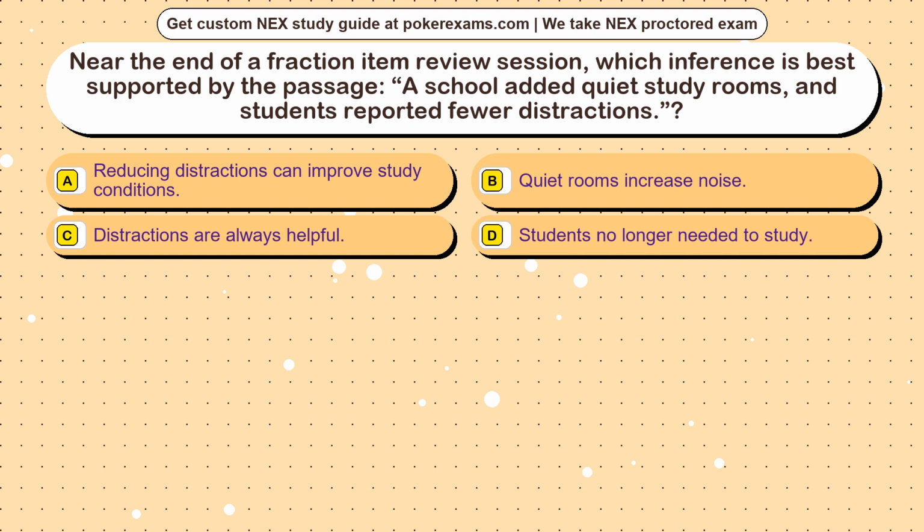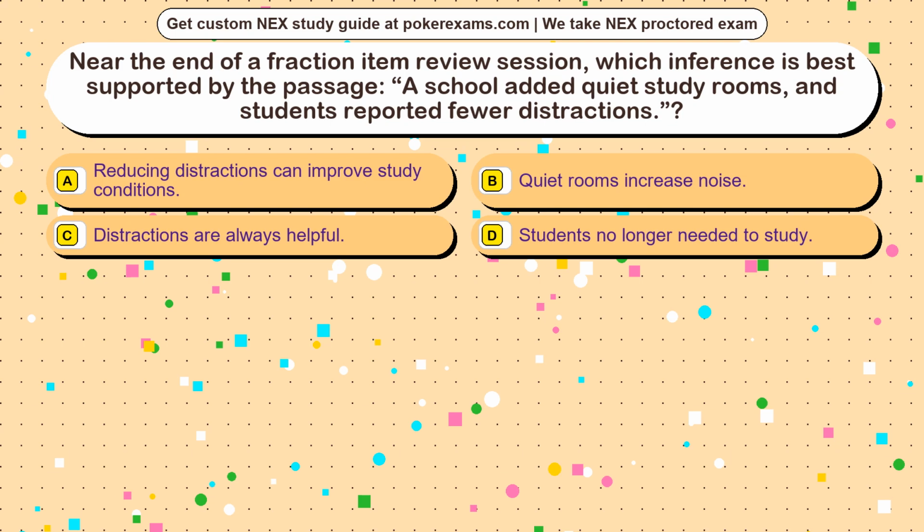Question 19. Near the end of a fraction item review session, which inference is best supported by the passage? A school added quiet study rooms, and students reported fewer distractions. Option A. Reducing distractions can improve study conditions. Option B. Quiet rooms increase noise. Option C. Distractions are always helpful. Option D. Students no longer needed to study.